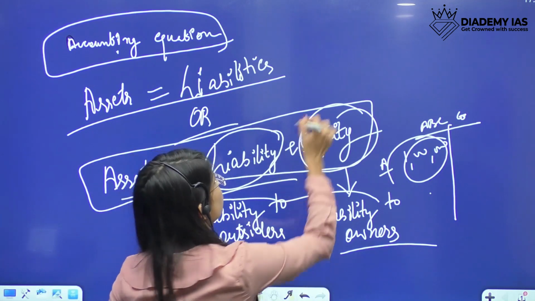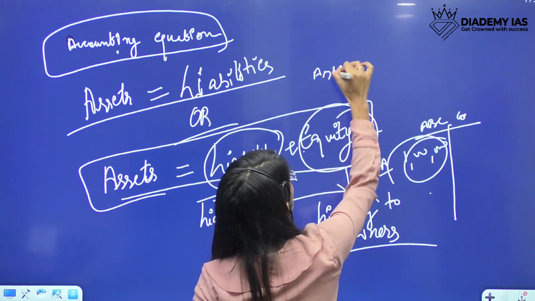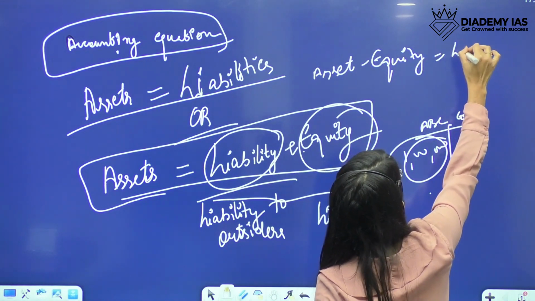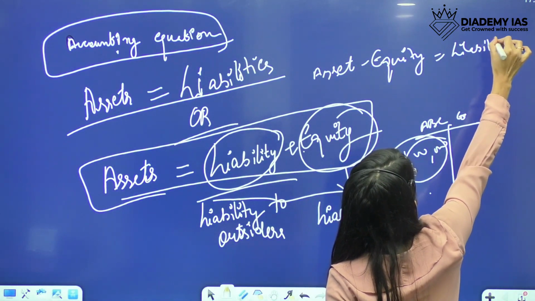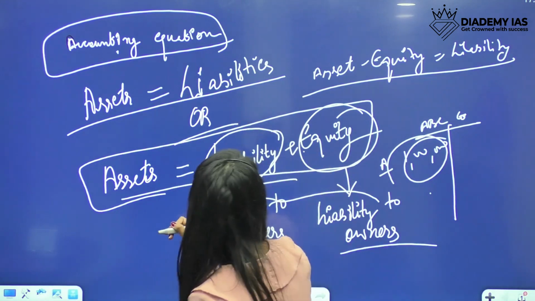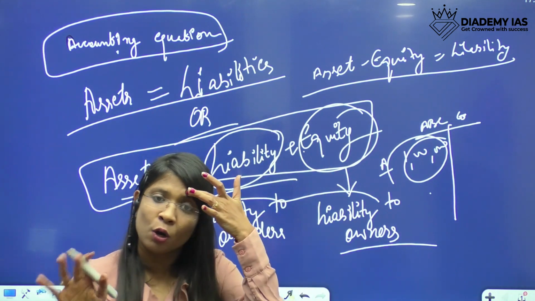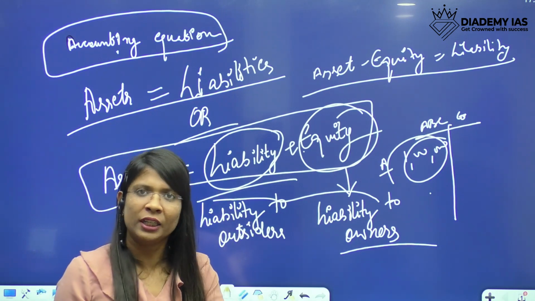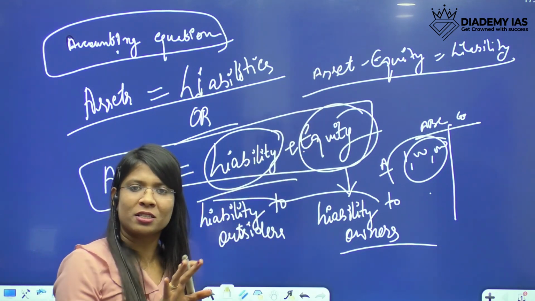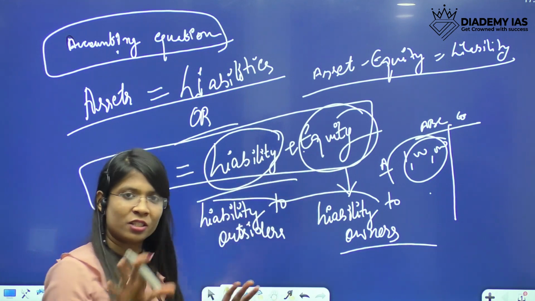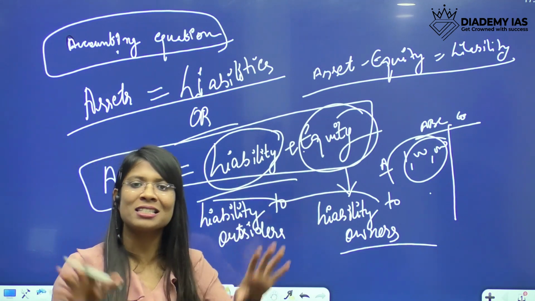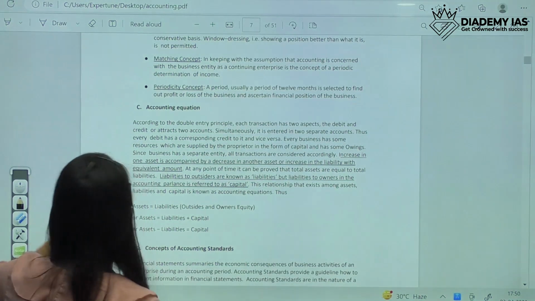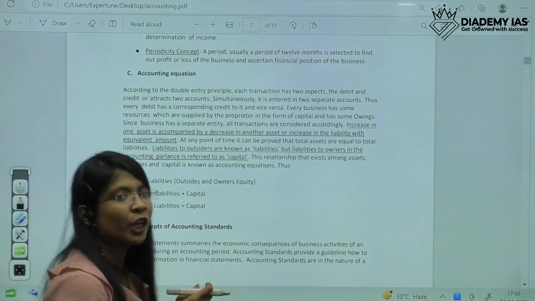The paper could ask like this also: asset minus equity equals liability. So this is also correct. So don't fall into the trap that, okay, ma'am has told that asset equals liability plus equity only. They could also take this side to minus, and then also it would be equal. So that is also a term that could be asked in the exam. So please learn this definition by heart: asset equals liability plus equity. Okay, so that is the basic definition of the accounting equation.